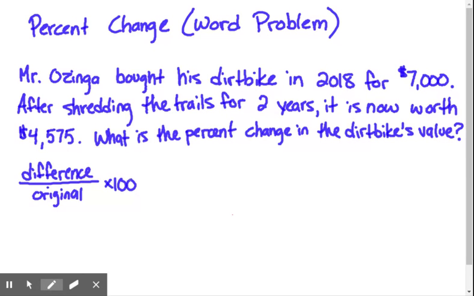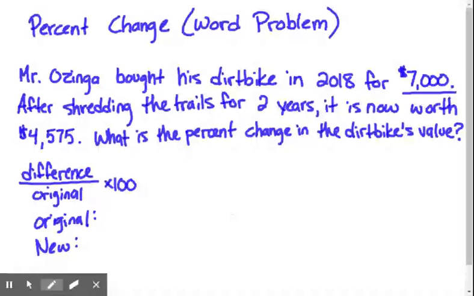So first what we need to figure out is, okay, what's my original value and what's my new value? So let's think about what the problem is saying here. Okay, there's a lot of different numbers. There's a 2018, there's a $7,000, there's a $4,575, there's 2 years, a lot of numbers going on here. So let's think. I'm talking about the value of the dirt bike. So the year 2018 and the 2 years in the middle line, that doesn't really matter. There's just extra information that I don't really need.